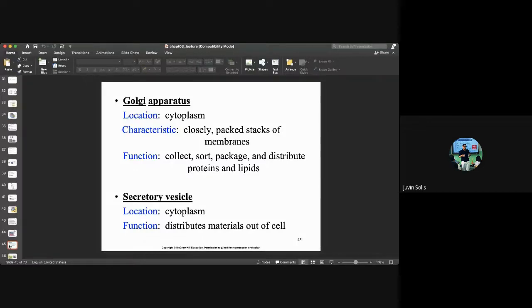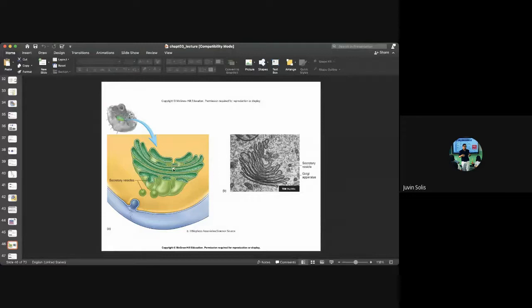And we also have your secretory vesicle. Location is your cytoplasm. These are the ones naman na nagdi-distribute ng materials out of cell. Okay? Sila yung, how do you call this one? Distributor. Okay? Sila yung JNT, or other package dealers. Next one here. Okay, as you can see this part, these are the folded things that are the characteristic of your Golgi apparatus. And here, it actually produces your secretory vesicle that can move out materials outside our cell.